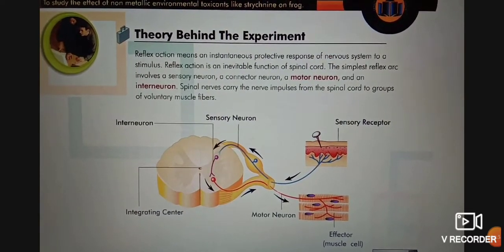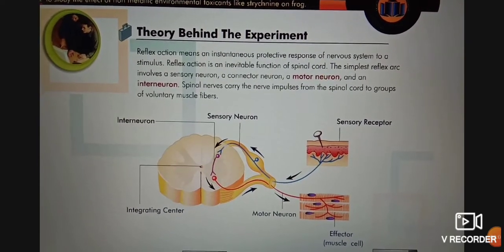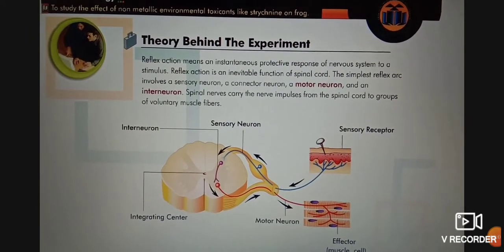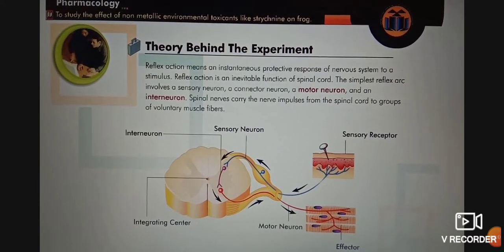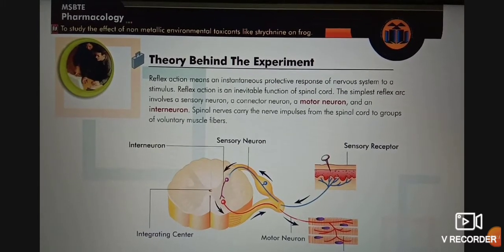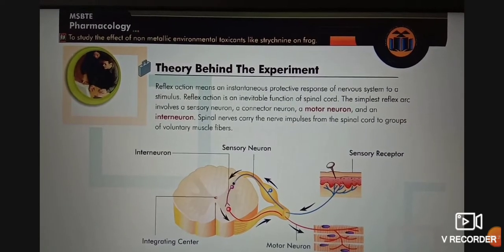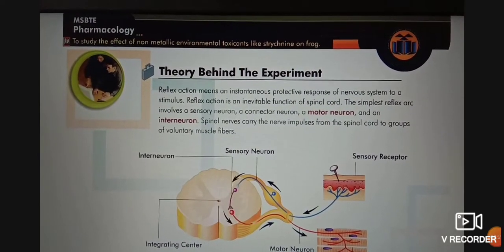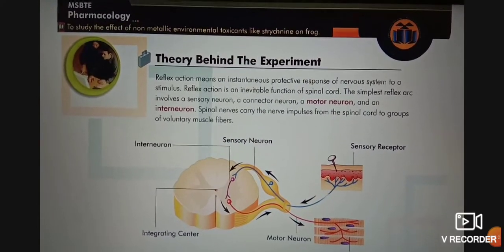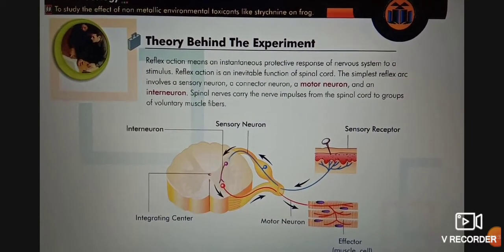Okay, so here is the definition of reflex action. What is meant by reflex action? It is an involuntary response to a stimulus, any kind of stimulus. This stimulus is conveyed to the nervous system by the passage of excitation potential from receptor to muscle or gland. It is a potential which is carried in the form of impulses from the receptor to the muscle organ. So this reflex action is an inevitable function of spinal cord.